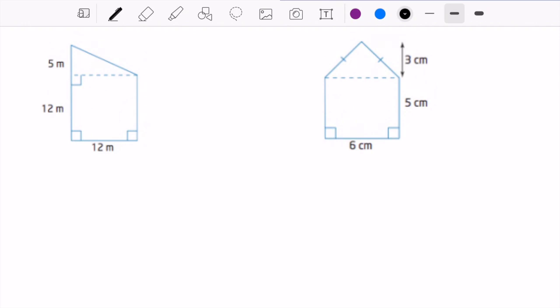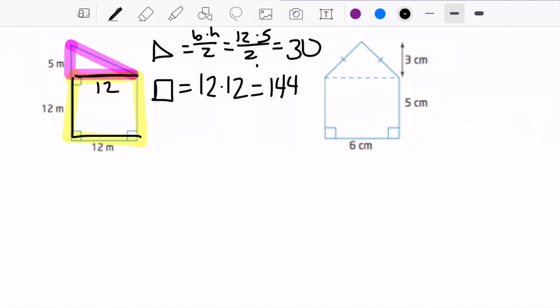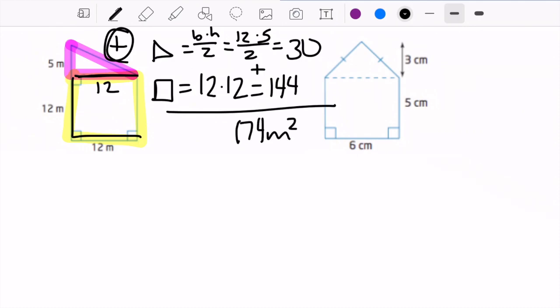In these ones, we're going to have shapes added together instead of subtracted. In this case, we have a triangle on top of a square. So we have the triangle, we have the square. The triangle is base times height divided by 2. So our base is 12 times a height of 5 divided by 2, which will give us 30. 60 divided by 2. And then for this one we have 12 times 12. So length times width is 144. And since they're mashed together, they're added together. So we're going to add these two areas together, which would give us 174 meters squared.